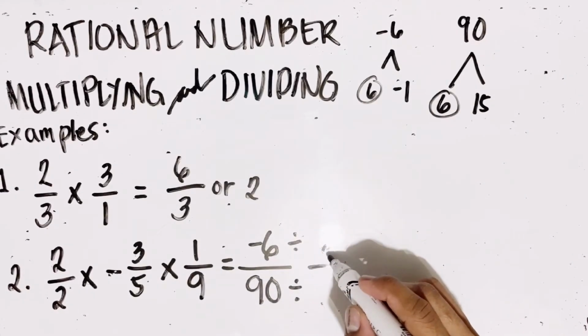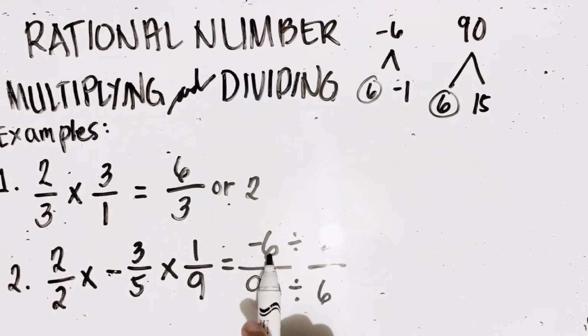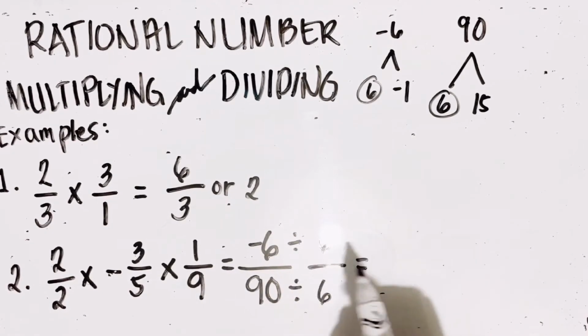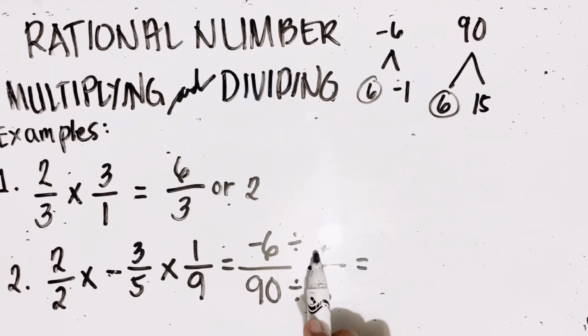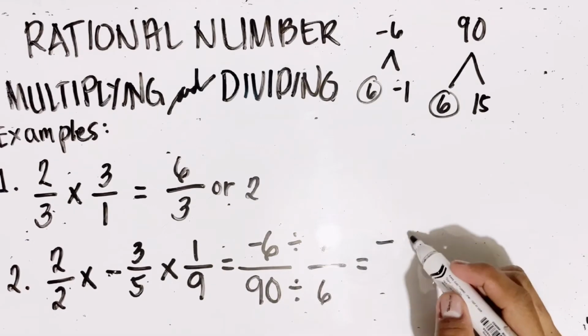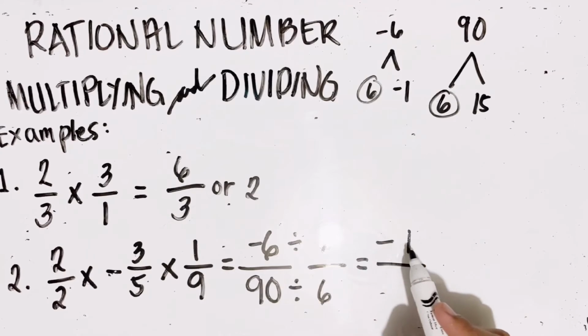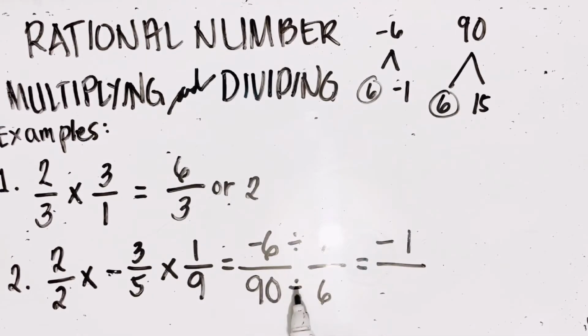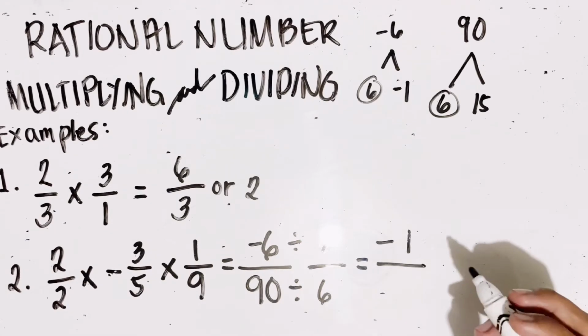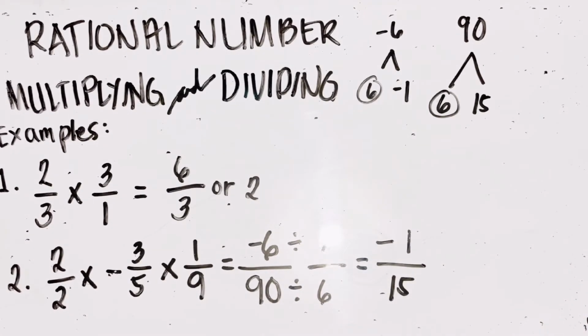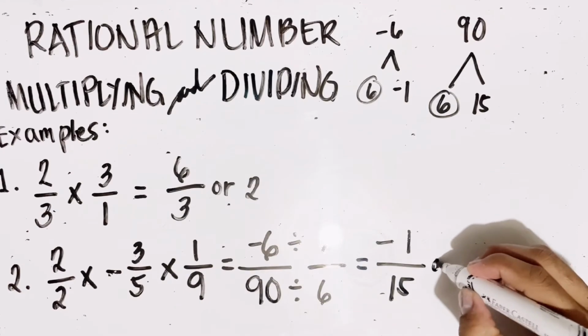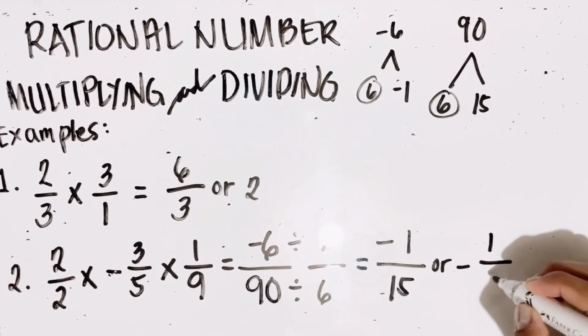So negative 6 divided by 6. The signs are not the same, so the answer is negative. 6 divided by 6 is 1, so we will have a result that is negative 1. Next, 90 divided by 6, that's 15. So the final answer is equal to negative 1 over 15.